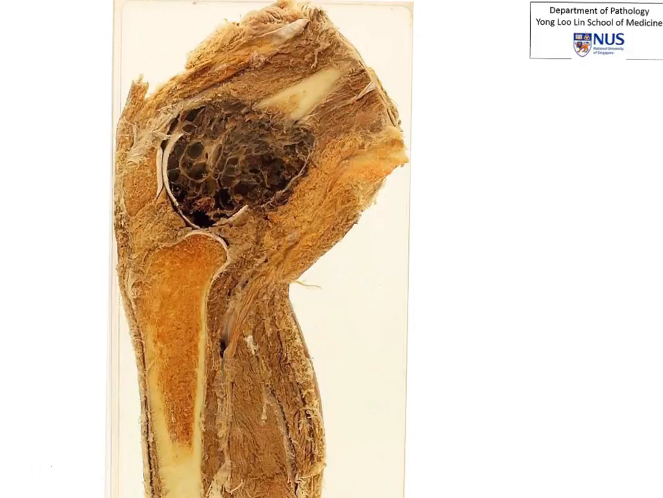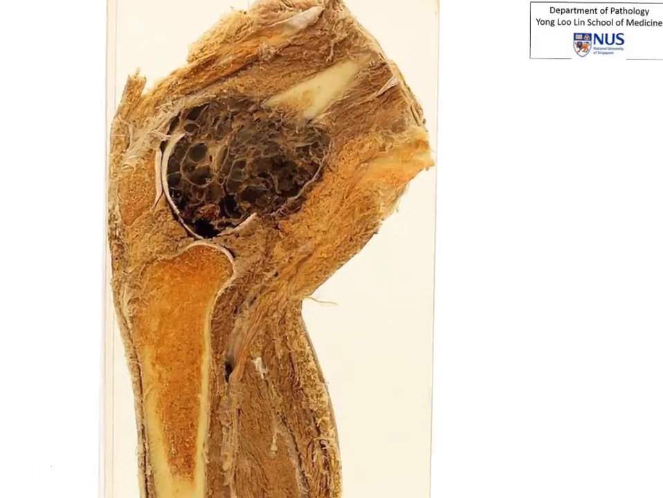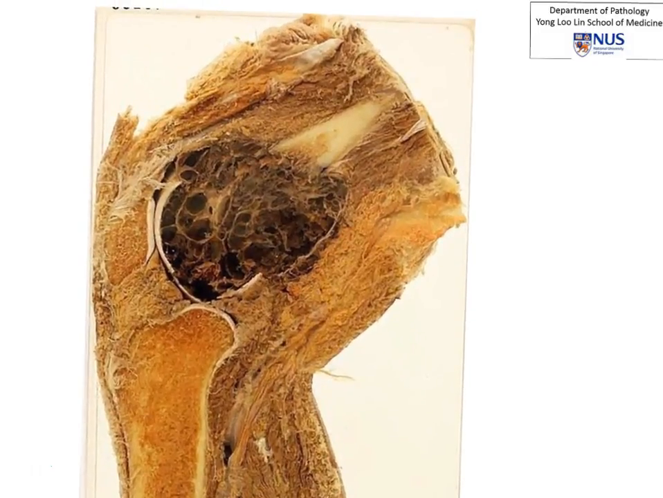So the obvious abnormality is located in the distal femur. It is just abutting on the articular surface here. So it would be involving the epiphyseal as well as the metaphyseal region of the bone. Now, in addition to that, it appears to be quite expansile. It is quite broad, and it even breaks through the cortex of the bone, as can be seen over here.